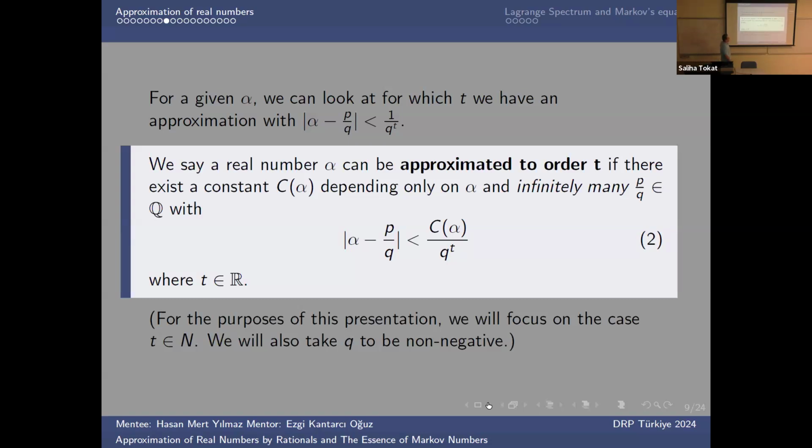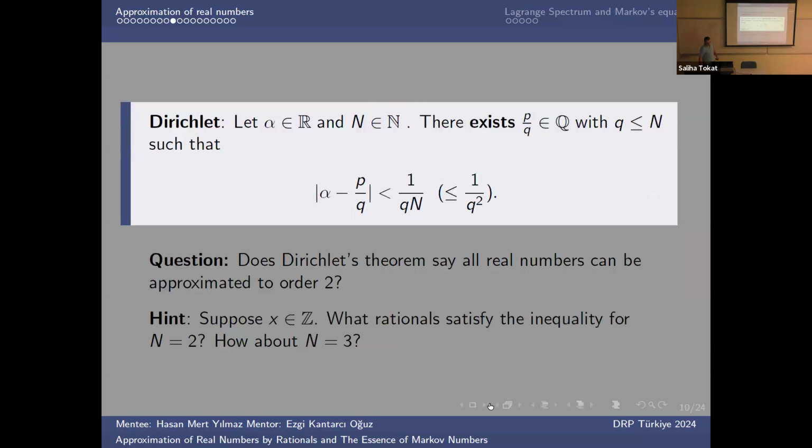We can say a real number alpha can be approximated to order t if there is a constant such that this inequality holds. t can be any positive real number, of course, as far as I know. But for the purpose of this presentation, we will focus on the case where t is a non-zero natural number, and we will also take q to be non-negative and non-zero. The Yılmaz theorem said there exists at least one, because we construct at least one rational that satisfies this inequality.